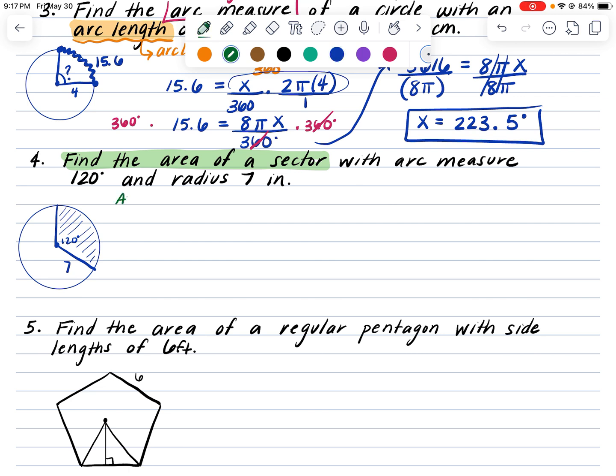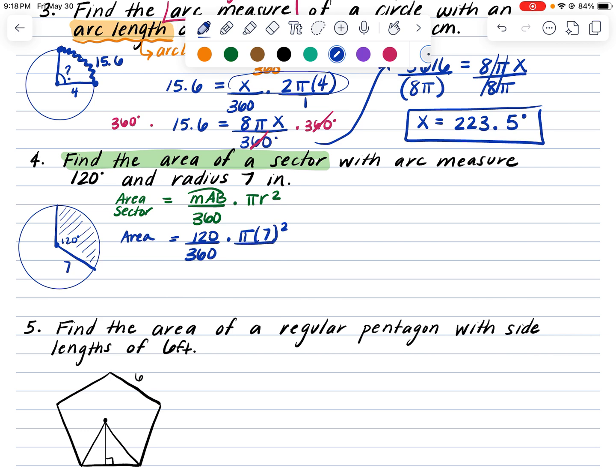So area of a sector is the measure of the arc over 360 times, now area, is pi r squared. So I'm using this equation to go ahead and solve. So I'm finding area of a sector. I know it's 120 over 360 times pi 7 squared.